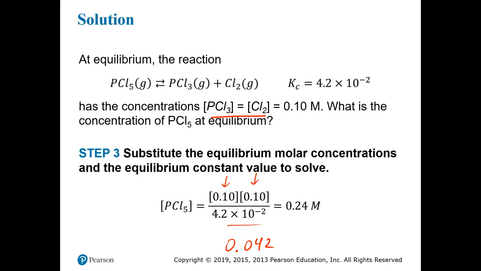Either way, when you calculate it, you're going to find that the concentration of PCl5 at equilibrium is 0.24 molar. Again, don't worry about the units. Just remember that if you're calculating concentration, it's going to be molar units at the end.